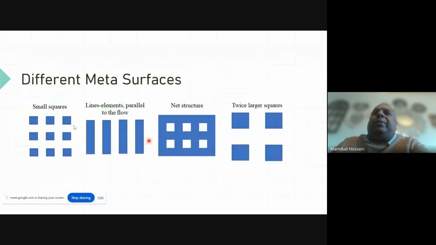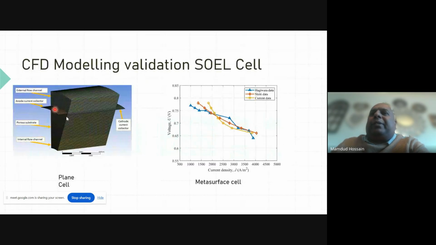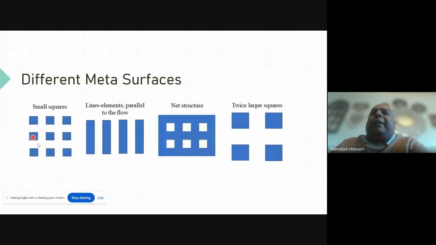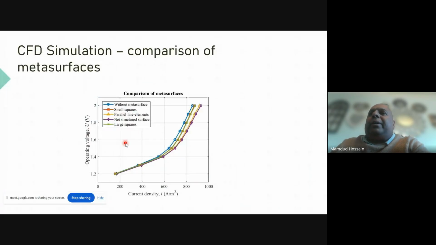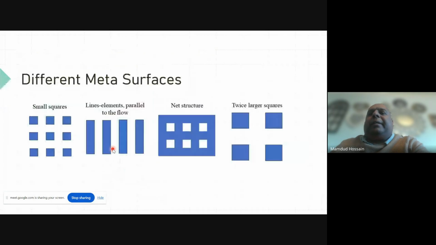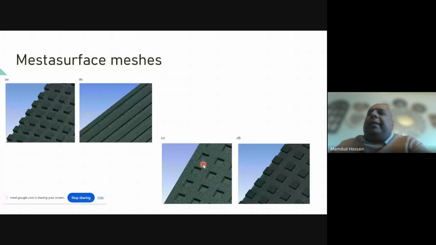Once we have got this model, we have adjusted the surface on the anode using different types of meta surface, like small square, parallel line, net square, and twice large square, and things like that. So this is the meta surface we have used in our CFD modeling for different types of meta surface. And at the end, we have found out that meta surface actually improves the performance. So this blue line here is no plane surface, and these are all for meta surface. And one of the meta surface, which is the square net pattern, I think this one produces the highest performance.